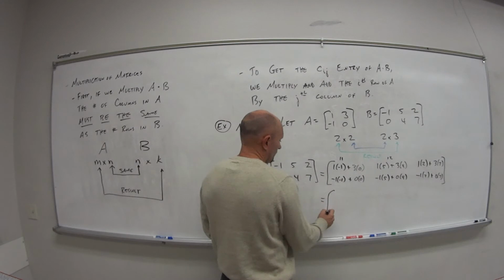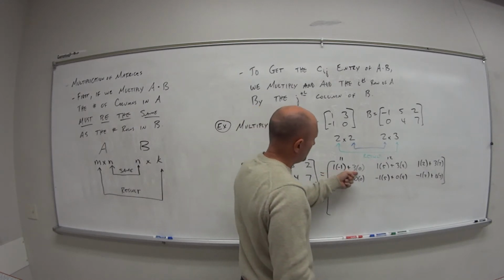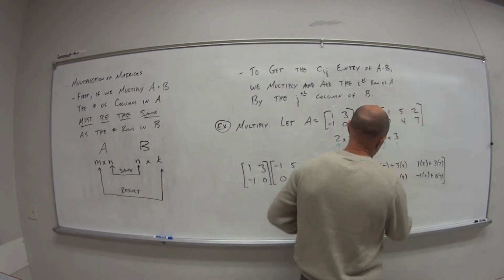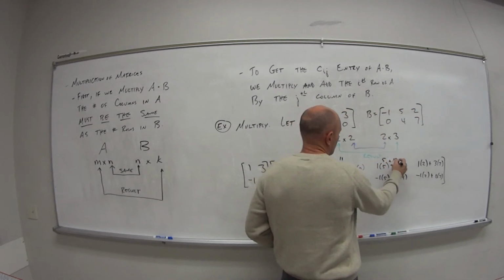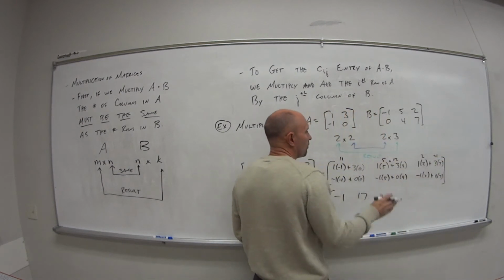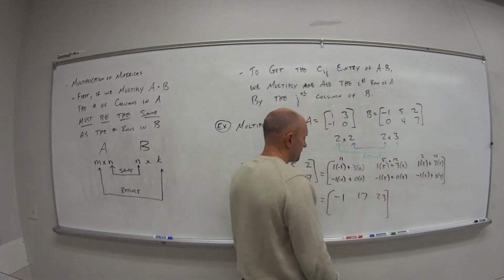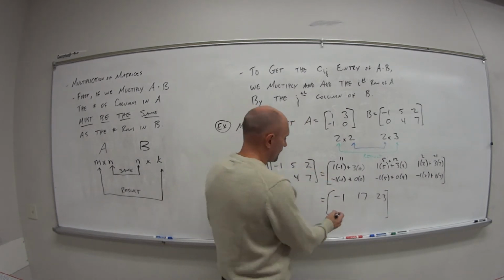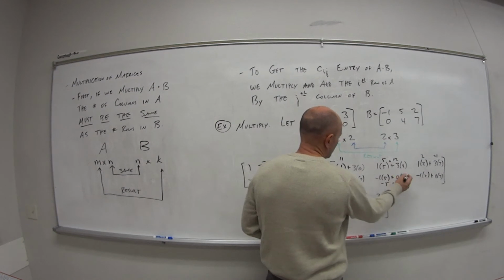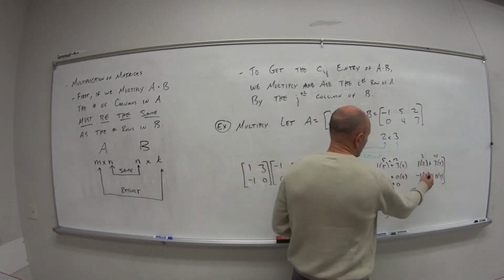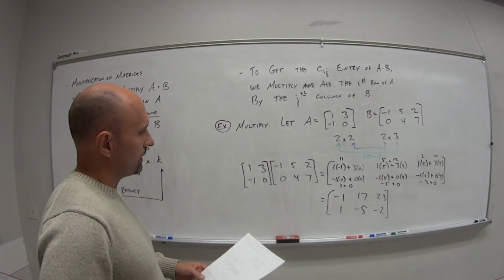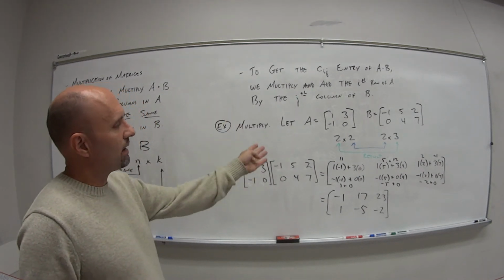So now I have to go ahead and do all these calculations. So negative 1 times 1 is negative 1. 3 times 0 is 0, so negative 1 plus 0 is negative 1. 5 times 1 is 5, plus 3 times 4 is 12. 5 plus 12 is 17. 1 times 2 is 2. 3 times 7, 21. 2 plus 21 is 23. Negative 1 times negative 1, positive 1. Plus 0 is 0, so that's 1 plus 0. This is negative 5 plus 0 times 4 is 0, so that's negative 5. And negative 2 plus 0, negative 2. So that is the product of the matrix A times B.